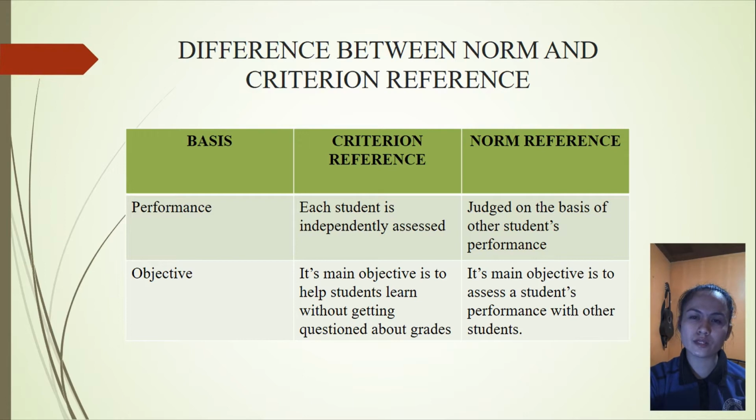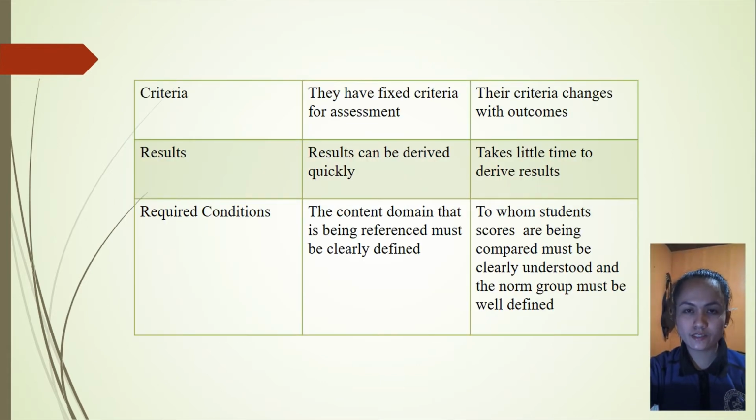On the basis of objective, criterion reference's main objective is to help students learn without getting questioned about grades, while norm reference's main objective is to assess a student's performance against other students. On the basis of criteria, criterion reference has fixed criteria for assessment, while norm reference criteria change with outcomes.